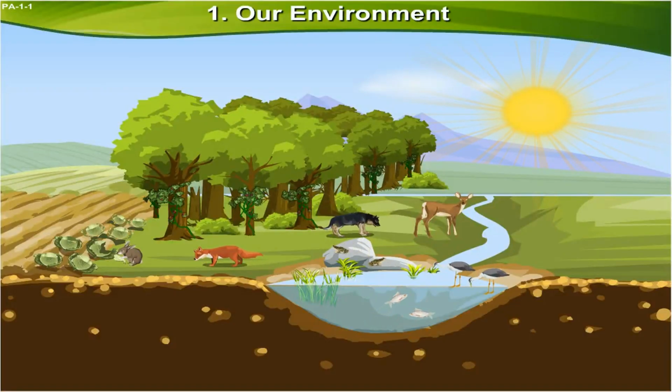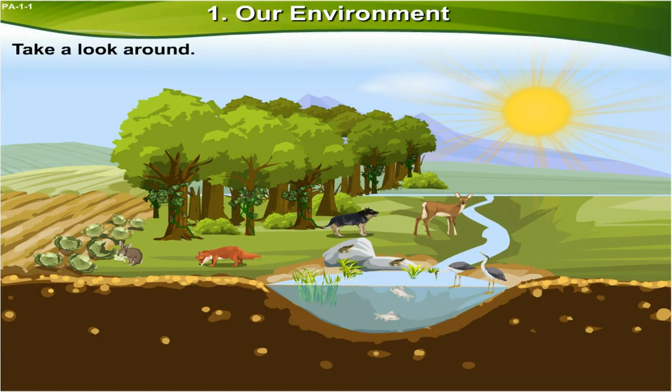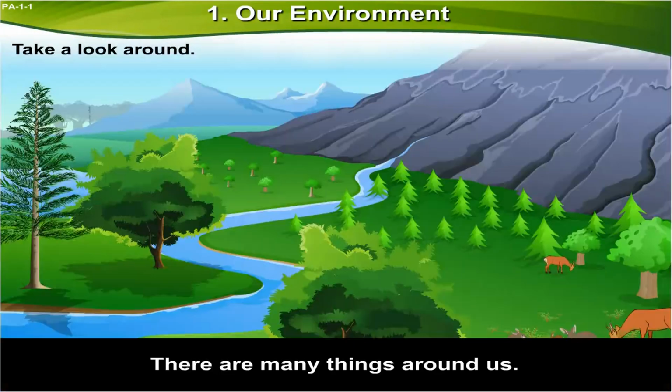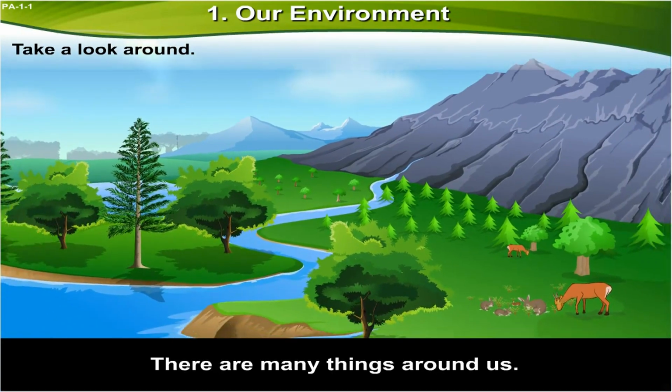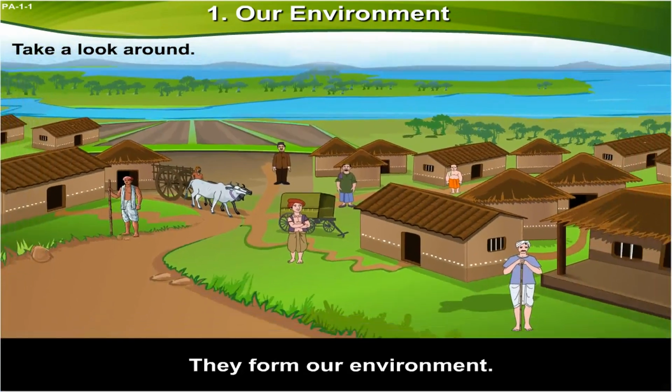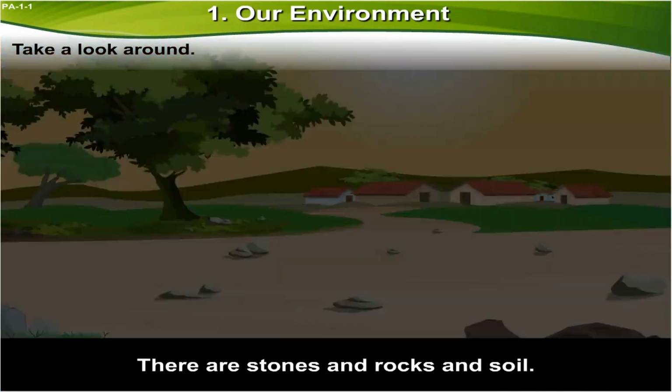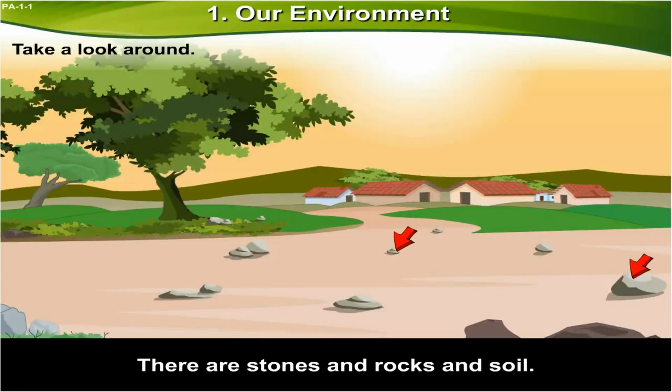Chapter 1. Our Environment. Take a look around. There are many things around us. They form our environment. There are stones and rocks and soil.